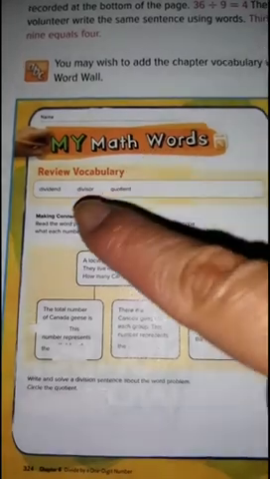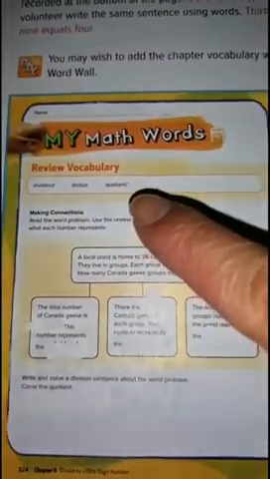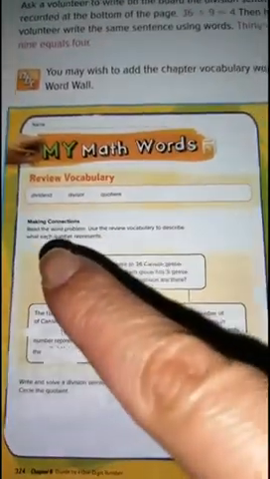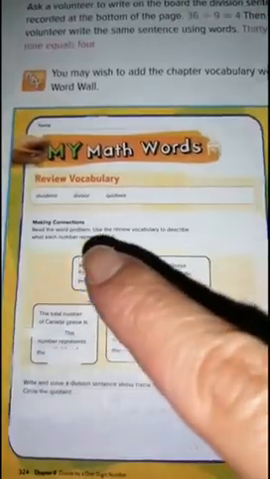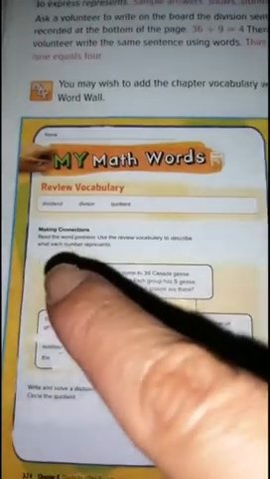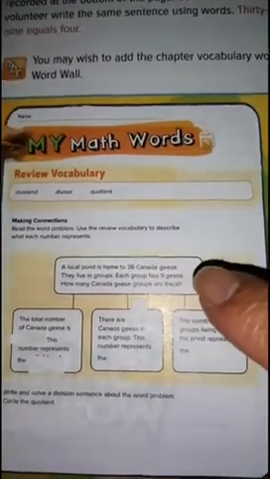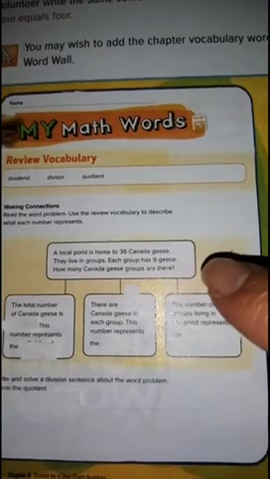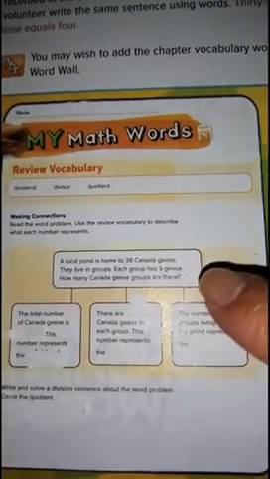My dear students, open your Mathbook in page 324. Review vocabulary: dividend, divisor, and quotient. Making connections. Read the word problem. Use the review vocabulary to describe what each number represents. A local pond is home to 36 Canada geese. They live in groups. Each group has 9 geese. How many Canada geese groups are there?